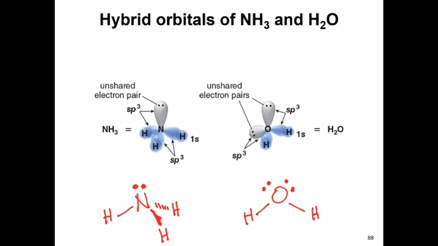Likewise, the central oxygen atom also contains 4 electron groups, 1, 2, 3, and 4, resulting in the formation of sp3 hybridized bonds. So every single one of these bonds here is sp3 hybridized. Same thing for ammonia, NH3. These single bonds are sp3 hybridized.